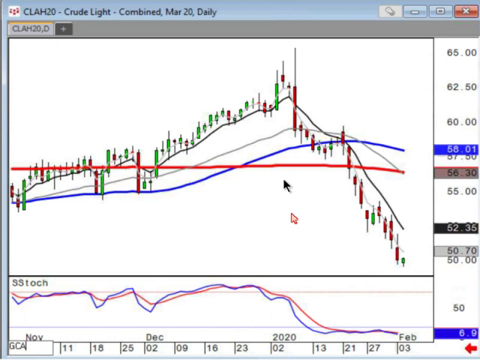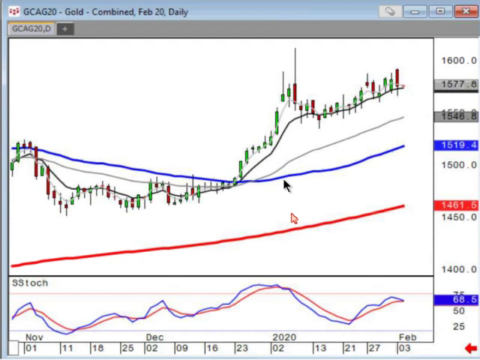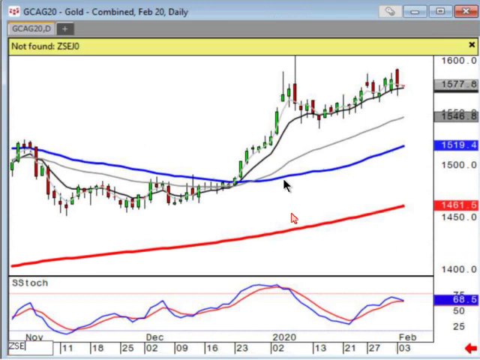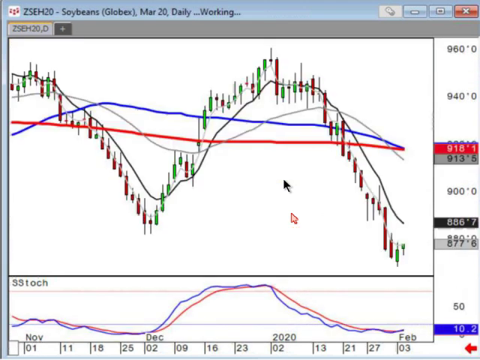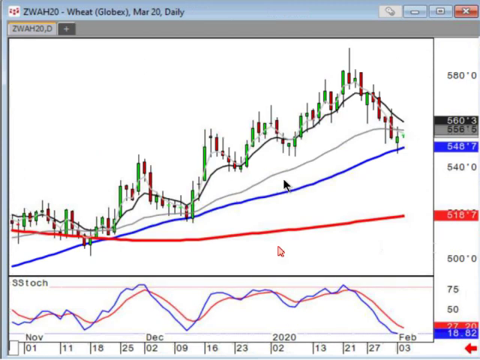I guess while we're here, we should check out gold, slow uptrend, soybeans. There we go. Soybeans trying to find a bottom. And I've been trading wheat today. It came down and actually hit the 50, so it's trading right in here right now.